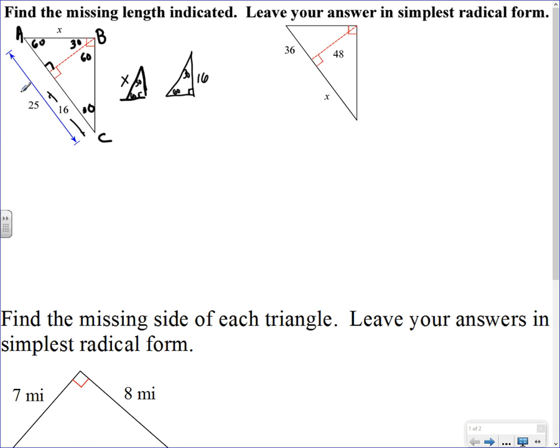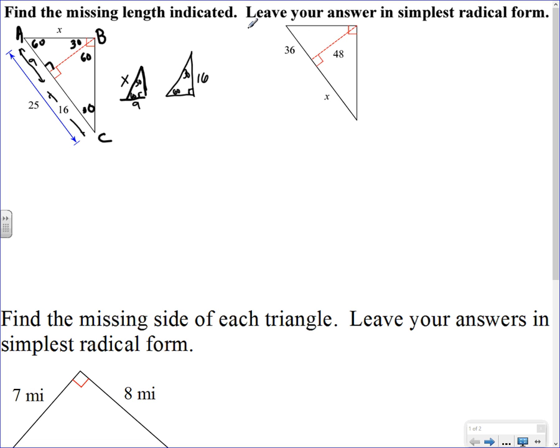Something I forgot to do right here. If this is 16 and it's 25, what is this right here? Okay. If this is 16 and it's 25, this will be 9. So that 60 to 90 is 9. Okay. Now in this one, that's all that I know.